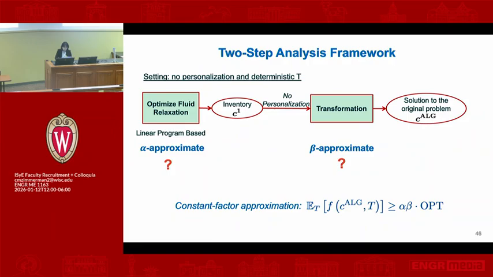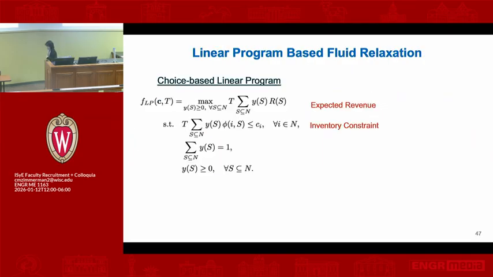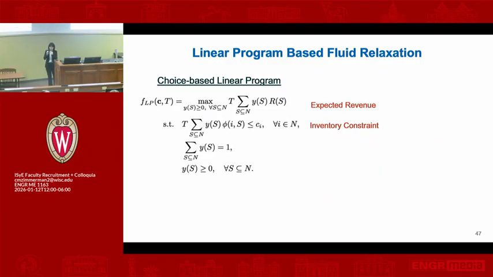So to analyze it, let's first look at the relaxation. Here, we use a linear program-based relaxation. We have a decision variable y_S to denote the probability of choosing a subset S to offer to the customer, and the objective function is the expected revenue for T customers. We have an inventory constraint that requires the total consumption of any product i to be upper bounded by its starting inventory C_i. We have a normalization constraint.